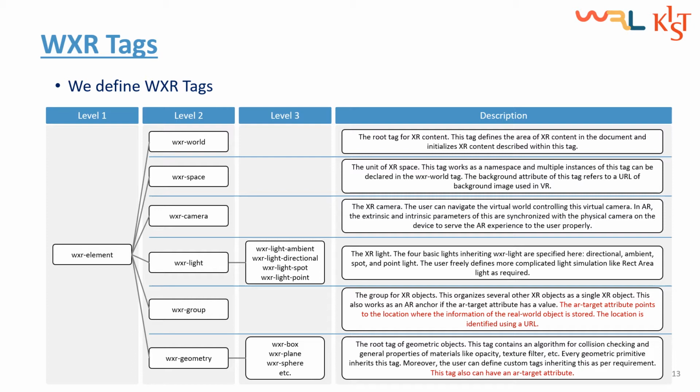One of them is the AR target attribute. Only the group and geometry tags have this AR target attribute. The AR target attribute has a URL as its value, and the URL indicates feature information of a real object. The AR engine can recognize the real object by using this information.